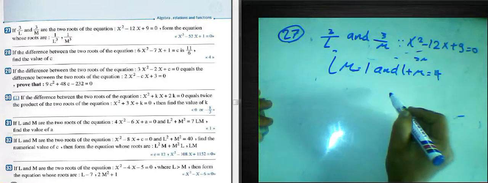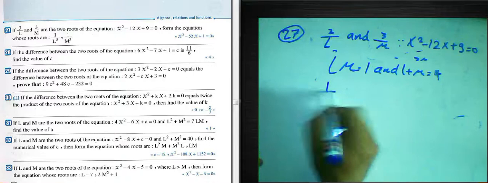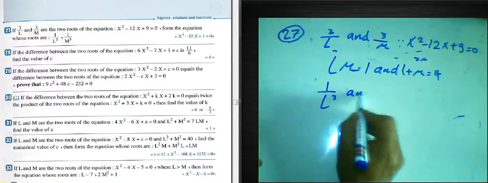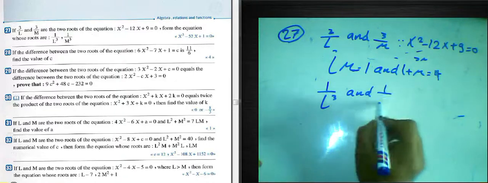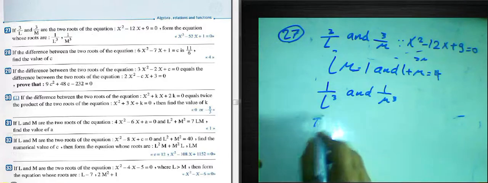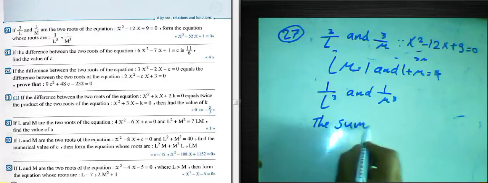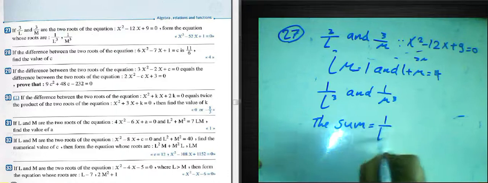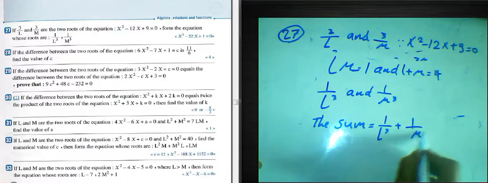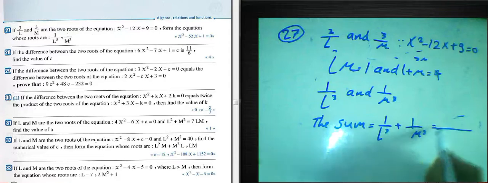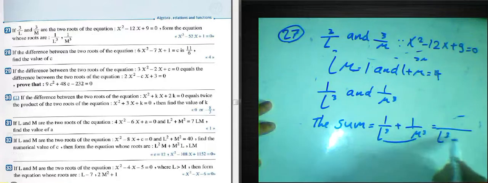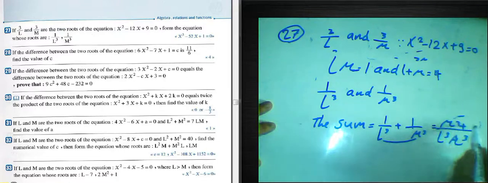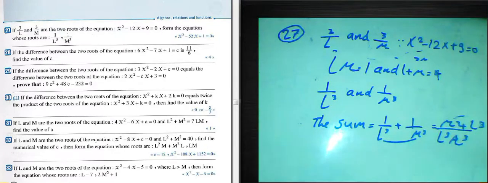What are the new two roots? The first root is 1 over L power 3 and the second root is 1 over M power 3. Let's find the sum: 1 over L power 3 plus 1 over M power 3. What do we do? We cross multiply here: L power 3 times M power 3, and here M power 3 plus L power 3.